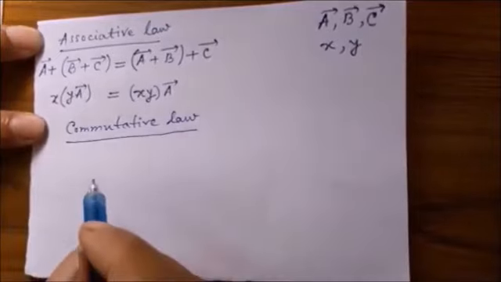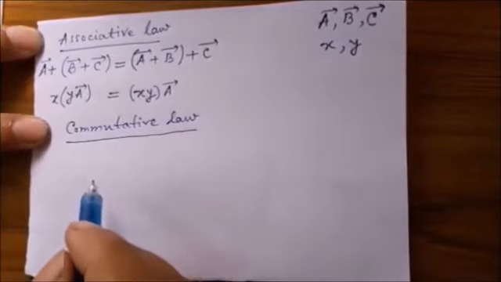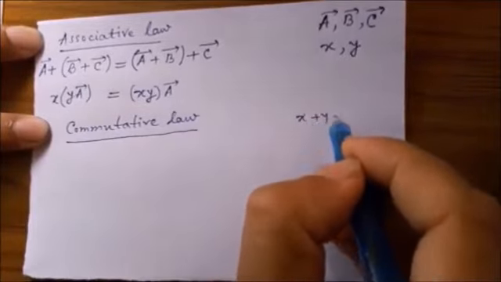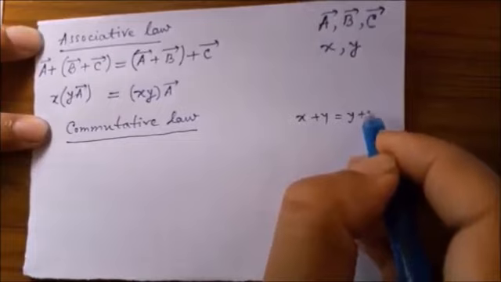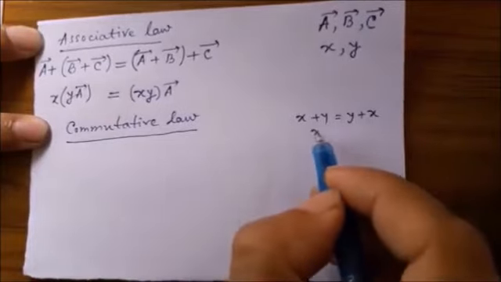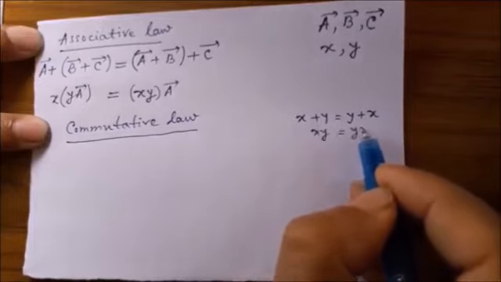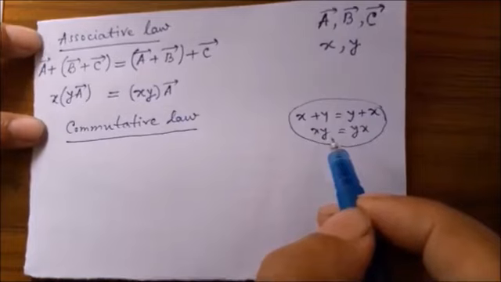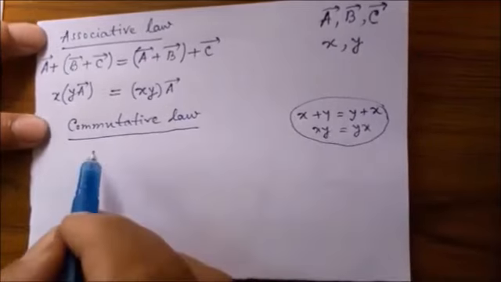Now earlier we saw that scalars commute. Scalars commute means we can write x plus y as well as y plus x. These two things are same. X and y product is equal to y and x. So we say that the scalars x and y commute and they are C numbers.